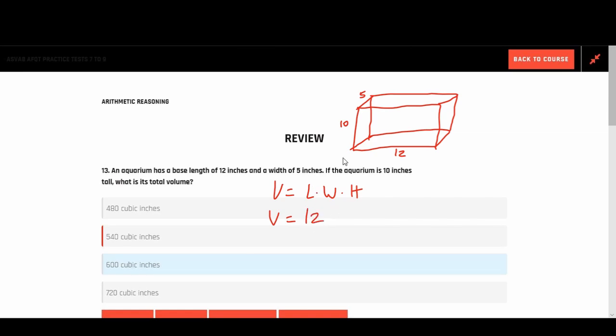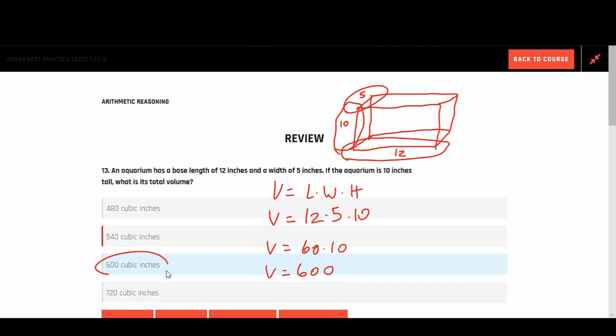Length is 12. Again, this is how long the aquarium is. Its height is right here. That's 10. And its width is right here. That's 5. So this is going to be 12 times 5 times 10. Let's go ahead and work this out. 12 times 5 is 60 times 10. 60 times 10 is 600. So we can see that the volume of this aquarium is going to be 600 cubic inches.